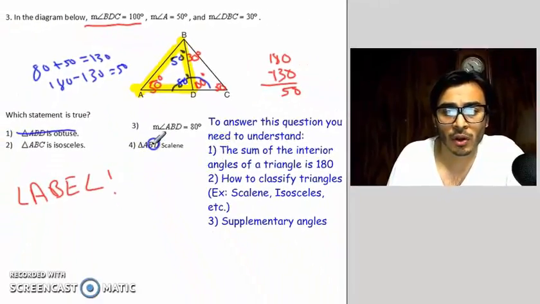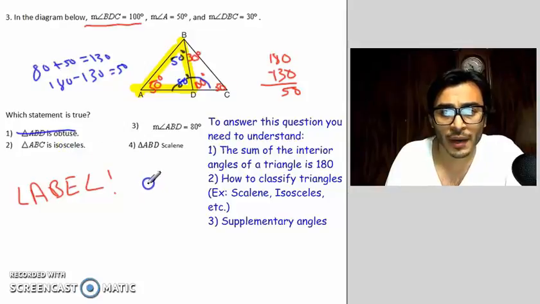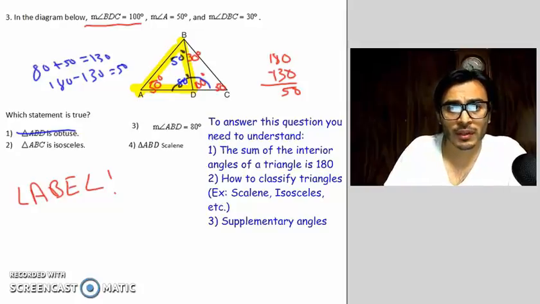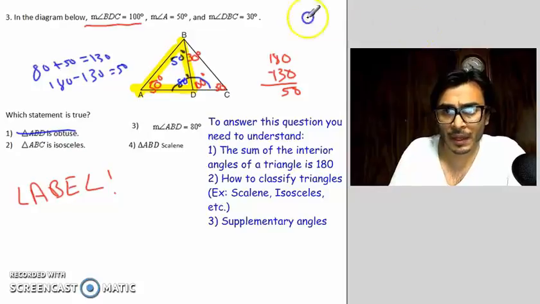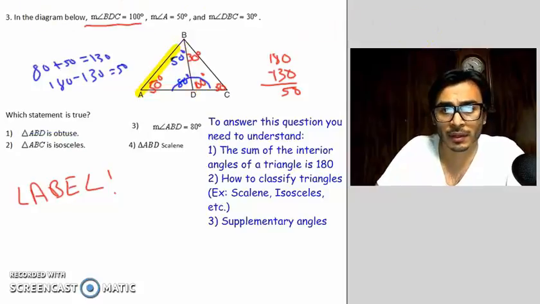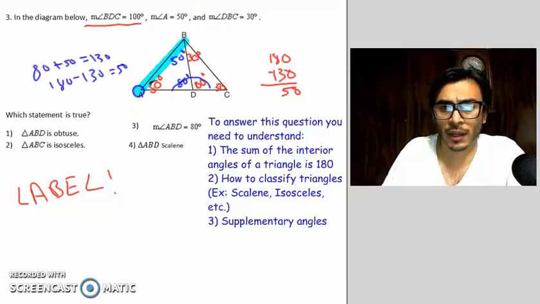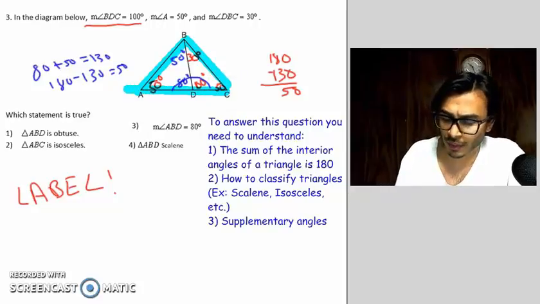Then it says choice 2, triangle ABC is isosceles. So let's look at triangle ABC. Let me just go ahead and highlight triangle ABC to make it easier to see which triangle we're talking about. All right, so triangle ABC is talking about that triangle right there, right?